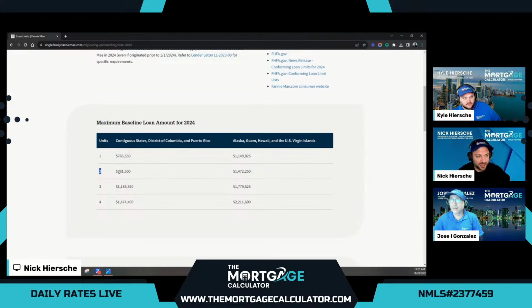Now, 2 units here, 981,500. 3 units, 1.186 million, and 4 units, 1.4 million. Wow. And here in the high cost area is 2.2 million. So these limits are really bumping up on these multi-families, which is amazing because a lot of these properties are approaching those types of values. Jose, you want to touch on any of this before I switch back to you?